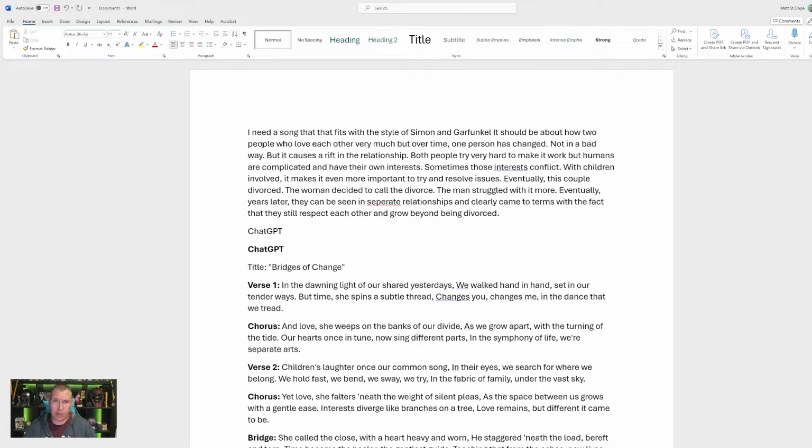That's what I wanted to prompt GPT about. So I'll just read this here. I need a song that fits in the style of Simon and Garfunkel. It should be about how two people who love each other, and I basically describe what I just did there. The woman decides over time that the arguing was too much and they didn't really gel anymore. Also, after a time, they did get divorced. The man struggled with it. She mentioned that the relationship was just a moment in time, that the relationship's changing, but it doesn't need to be negative. And he didn't understand that at first.